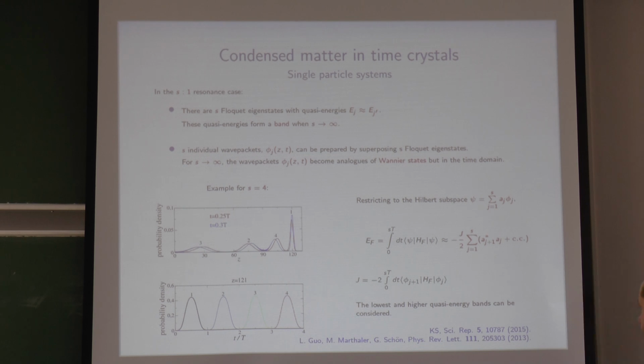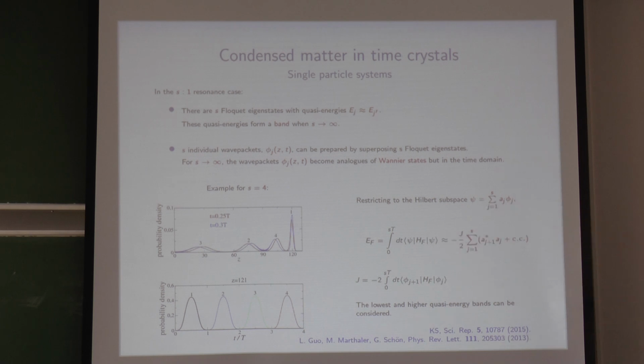And this conjecture becomes even more obvious when in the description of the system we restrict ourselves to the Hilbert subspace which is spanned by our S localized wave packets. Then, in this subspace, the expression for the quasi-energy of a particle is reduced to the tight-binding model, which is known in solid state physics. J is a tunneling amplitude, and in our case this amplitude is related to the tunneling of a particle between neighboring wave packets, but neighboring in the time domain. There is also longer range tunneling, but it is orders of magnitude weaker, and similarly as in solid state physics, in the tight-binding model, it is neglected.